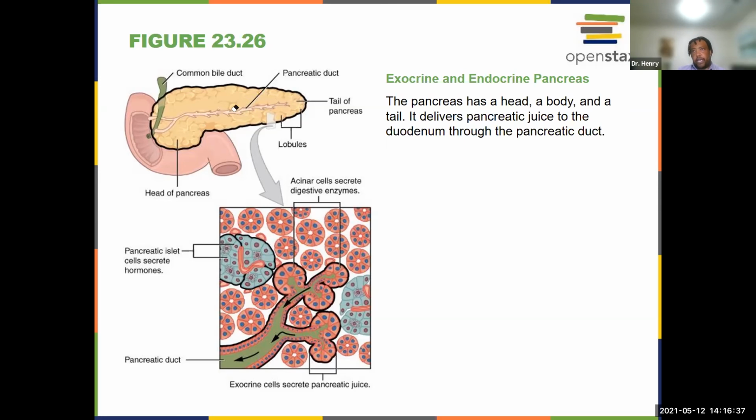So you can kind of see the pancreatic... You guys can't see my figure, can you? So, pancreatic duct here. Okay.